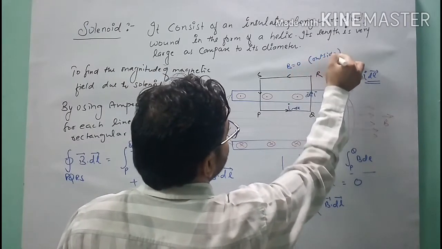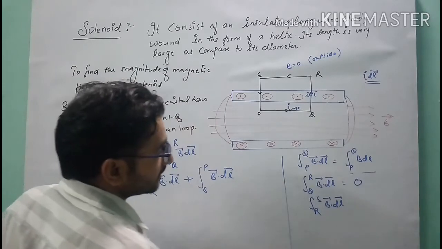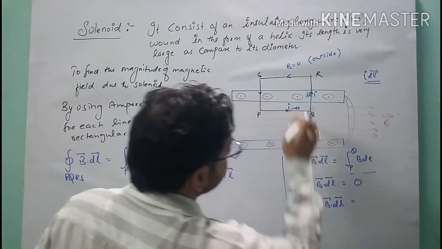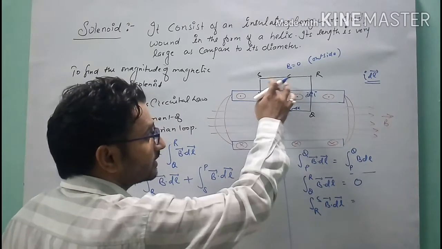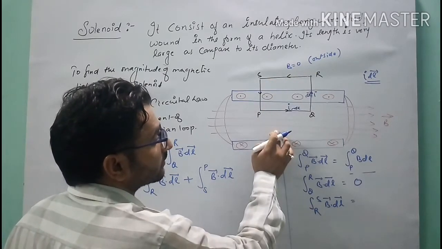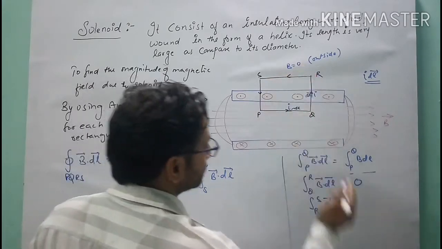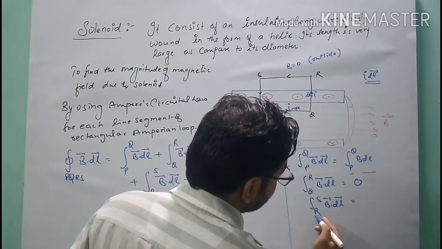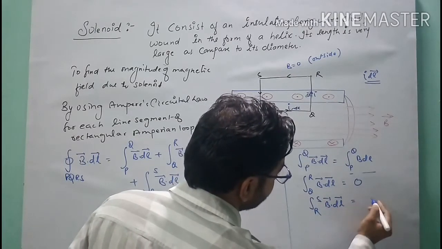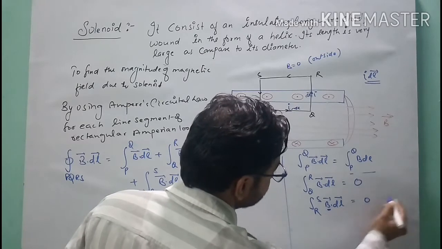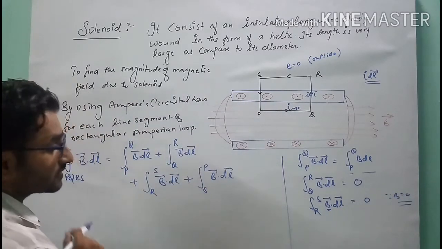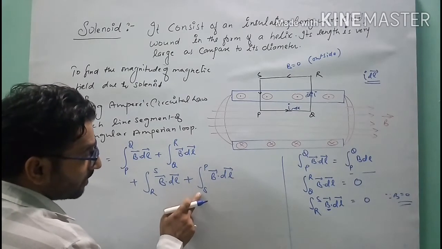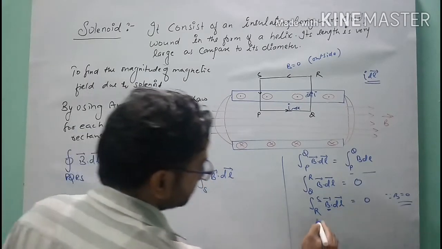So here in this condition we can write directly the magnetic field is 0, because this RS line segment is outside the magnetic field. So here in this segment there is no effect of magnetic field. It means that B is equal to 0. So I can write directly the line integral of B dot dl is equal to 0, because this B is equal to 0. And at last, from S to P.